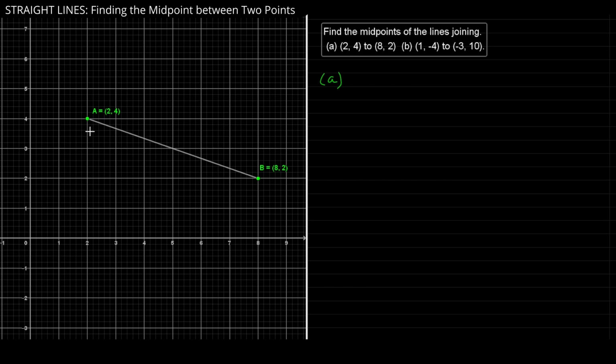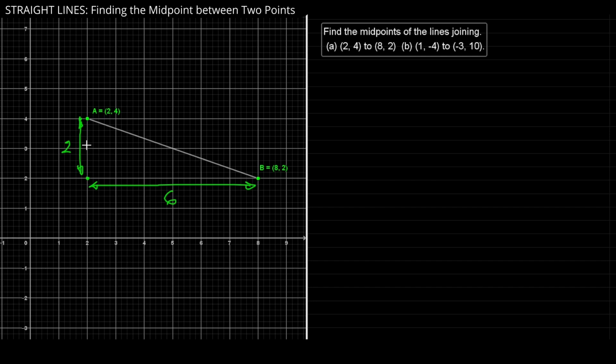I think the best way to do this is to use a similar technique to the one we used when we found the gradient. Look, the rise here is the difference in the y values. So this is 4 and this is 2, so the difference is 2. Similarly, along the horizontal, that's an x difference. We're climbing from 2 up to 8, so this is 6. Let's just check. 1, 2, 3, 4, 5, 6.